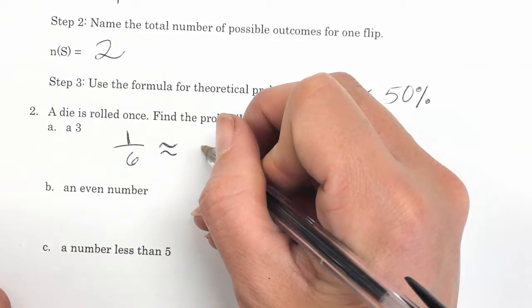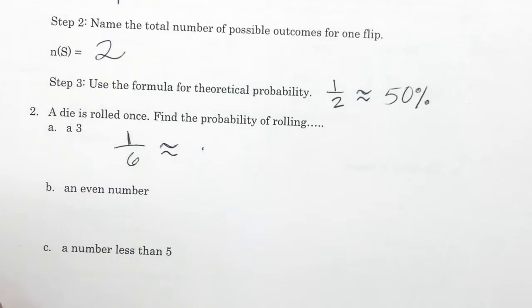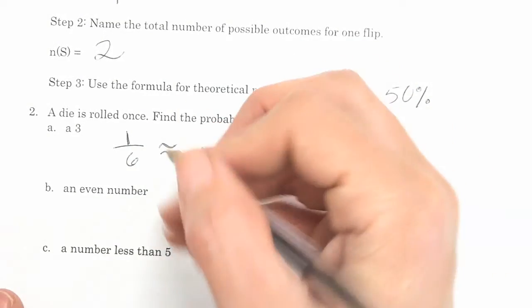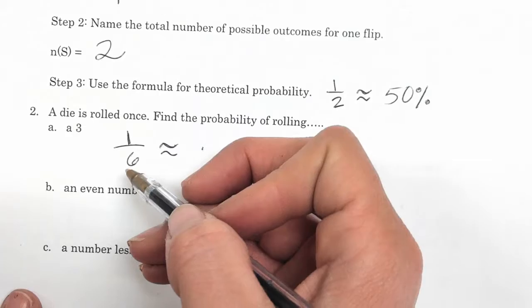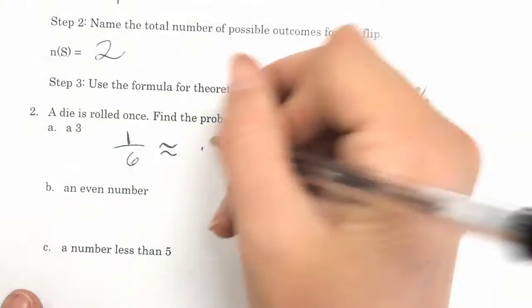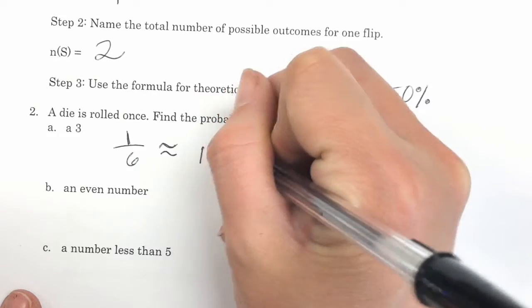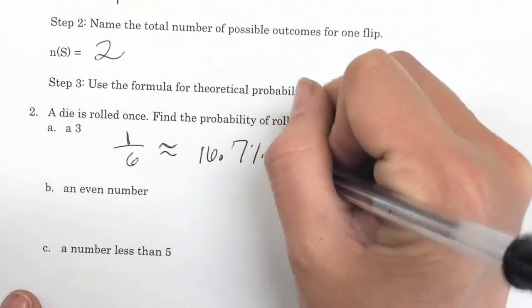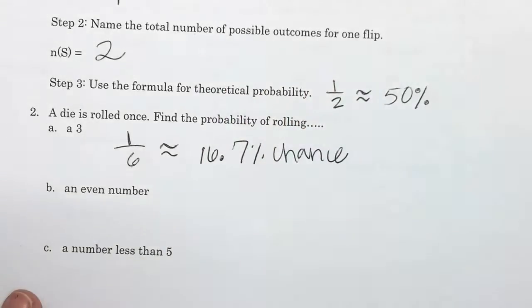Anybody? To the nearest tenth. Not percent. Do 1 divided by 6 in your calculator times 100. 16.6. Good. 16.7. Good. 16.7% chance that you would roll a 3.